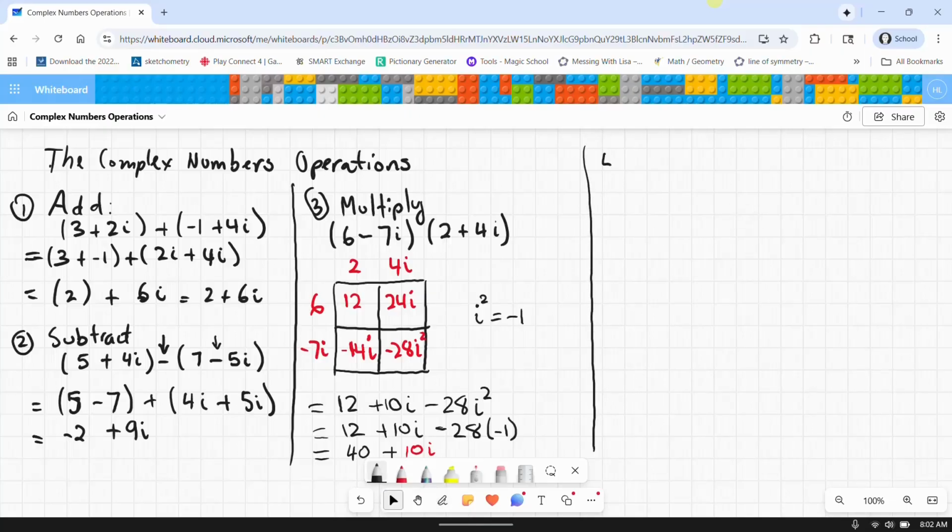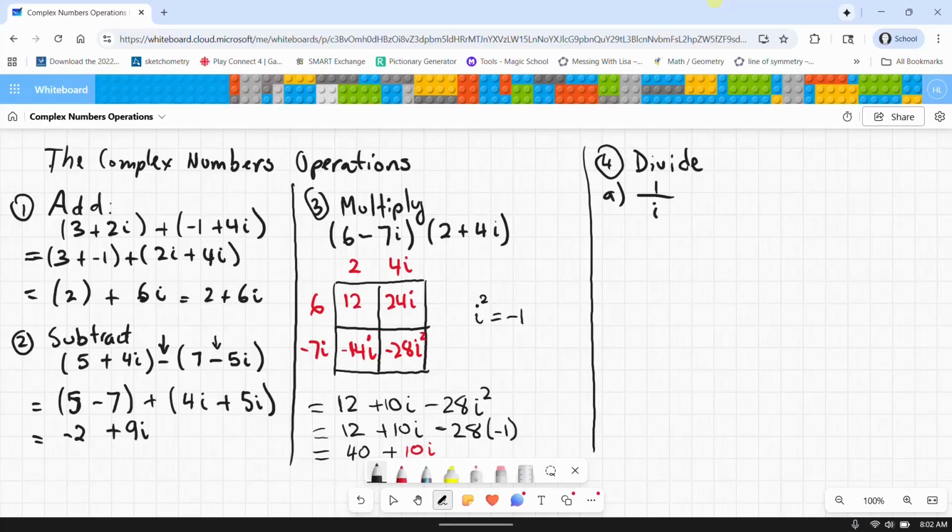All right, let's move on to dividing complex numbers. Let's start with something. The first example will be 1 over i. So it doesn't seem like there's anything we can do here.